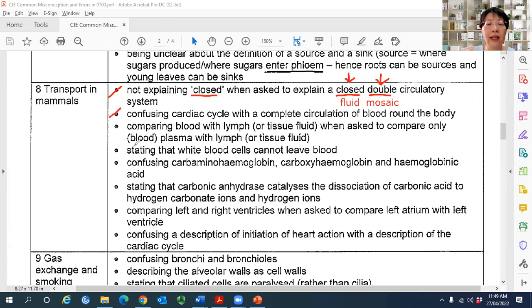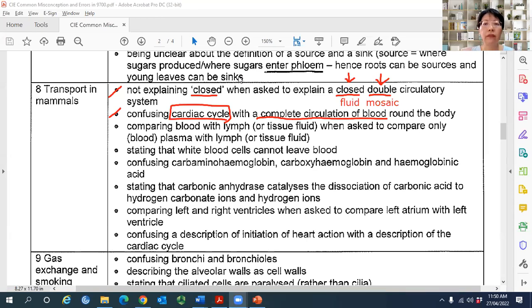Now, confusing the cardiac cycle with the complete circulation of blood around the body. They are different. The cardiac cycle means all the 4 events that happen in a complete heartbeat. I ask you, can you tell me what are the four events that happen in one complete cardiac cycle?